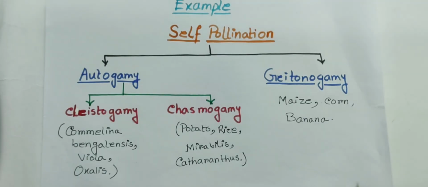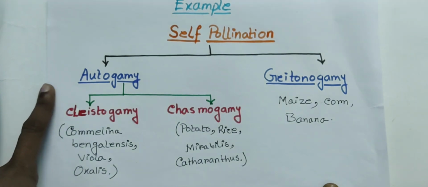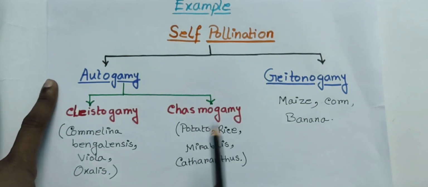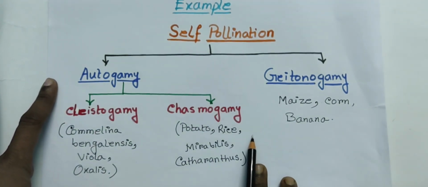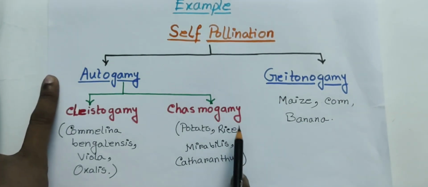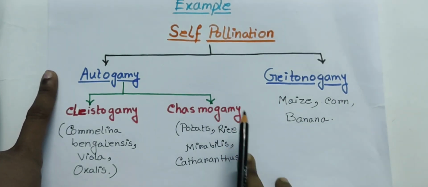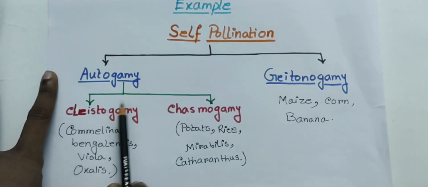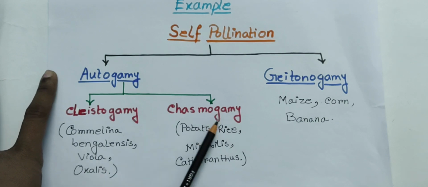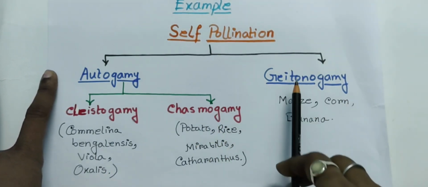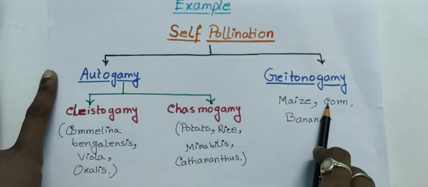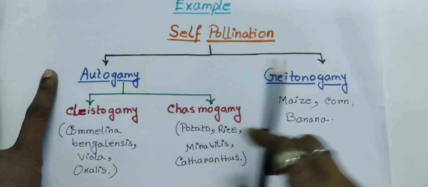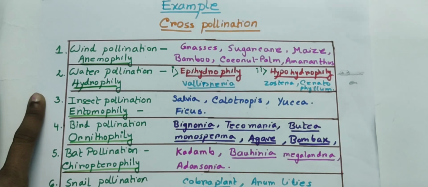Okay. Here are some examples where we can see self-pollination. You may pause my video and take a screenshot of this chart. This chart will help you to memorize all the examples. Autogamy has two types: cleistogamy, Commelina bengalensis, Viola, oxalis; chasmogamy, potato, rice, mirabilis, catharanthus. Geitonogamy, maize, corn, banana. These are the examples of self-pollination.